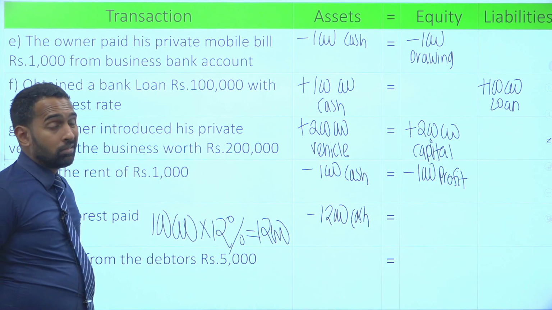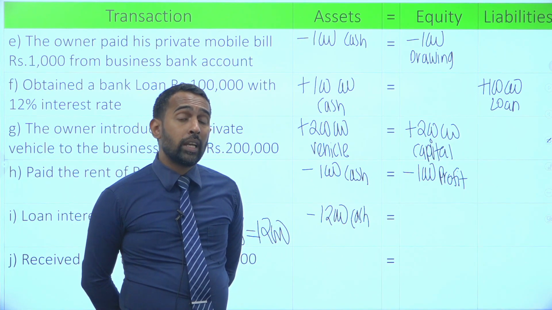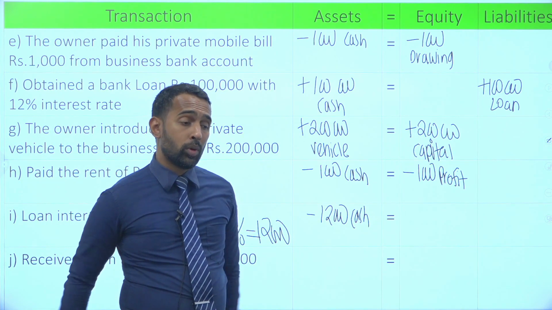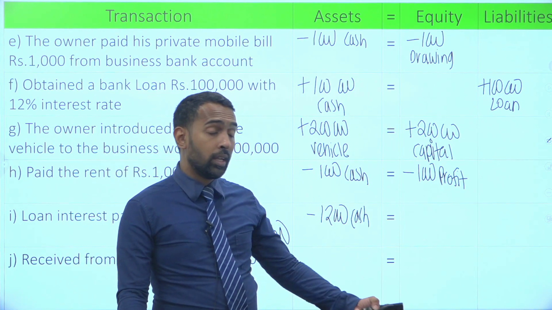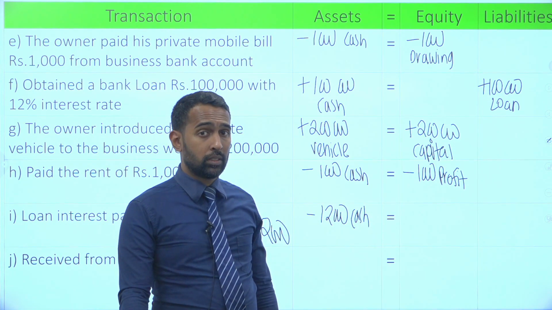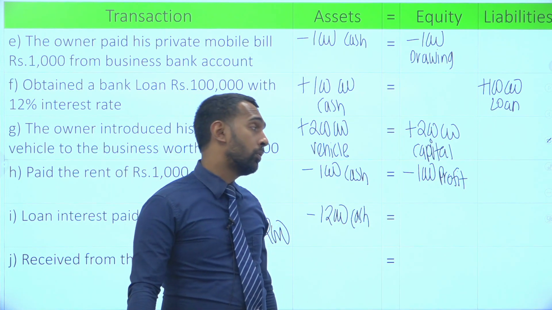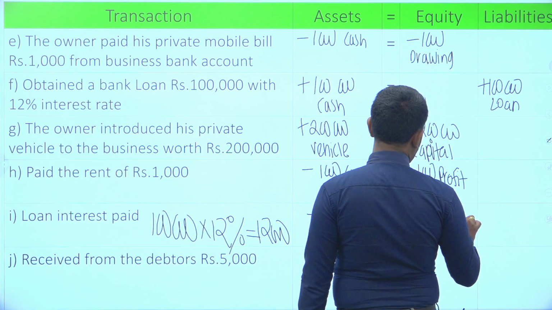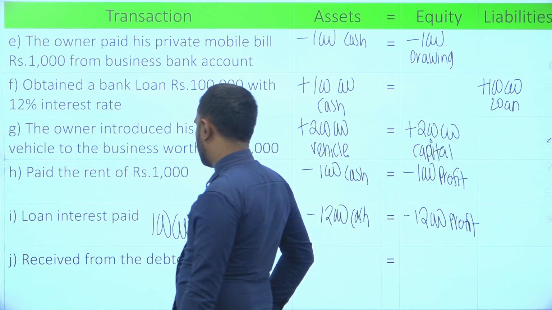And because of the loan interest, my profit is coming down. Why? Loan interest is an expense, no? When we take a loan, we have to pay interest as an expense. The bank doesn't just give us a loan; they expect interest, so I have to pay it. From the business point of view, interest is an expense which will reduce the profit. So minus 12,000 profit.